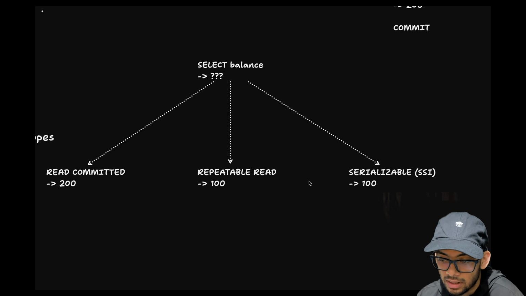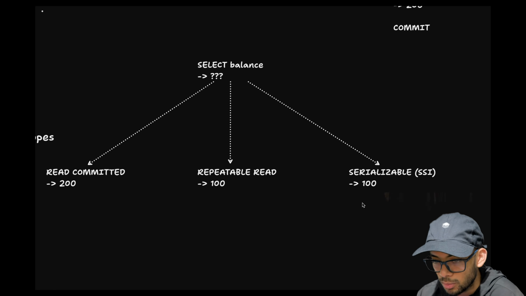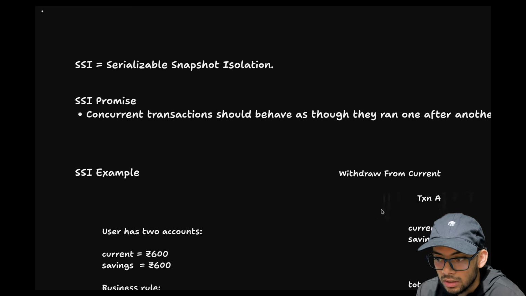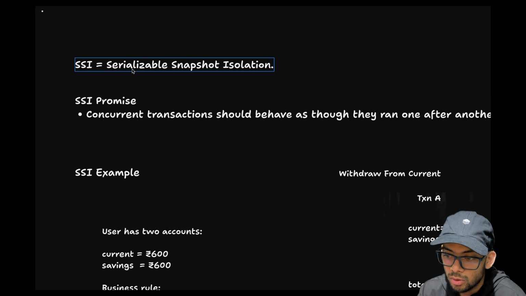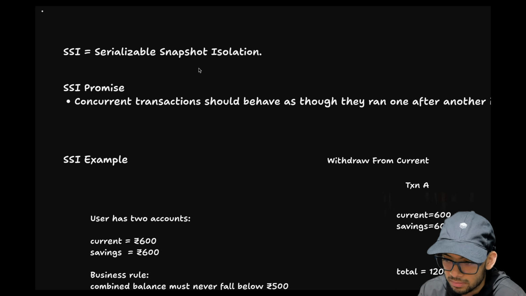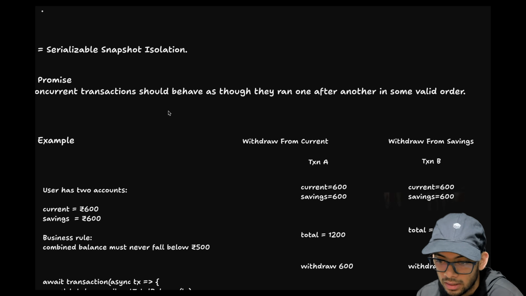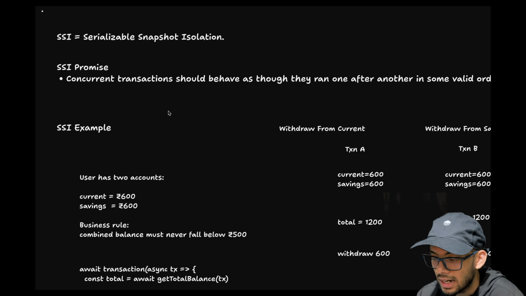I talked about serializable giving you the isolation scope like repeatable read, but in addition to that, it also provides serialization benefits, and it does that through a logic called SSI. Now, what is SSI? SSI stands for Serializable Snapshot Isolation. The main promise of SSI is that concurrent transactions should behave as if they ran one after the other in some valid order. So what does that mean?